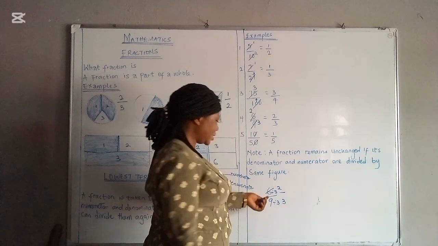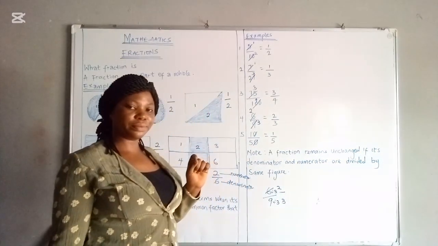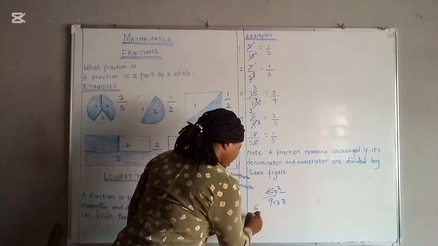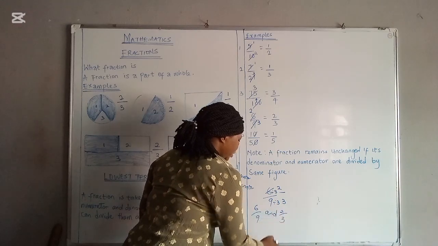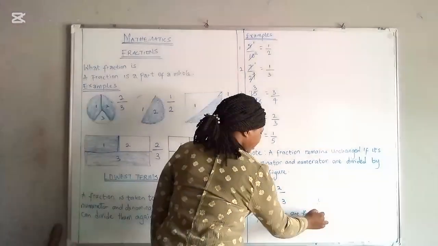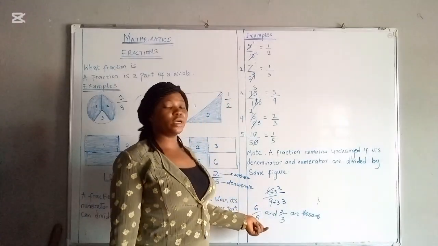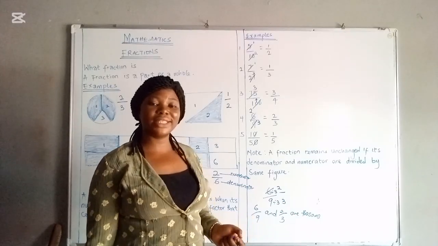It means that this fraction and this fraction are still the same thing. 6 over 9 and 2 over 3, they are the same. They are still the same. So this will actually lead us to another subtopic under fraction called equation.